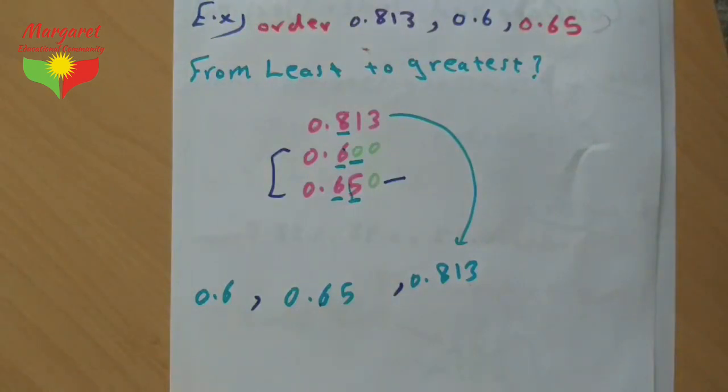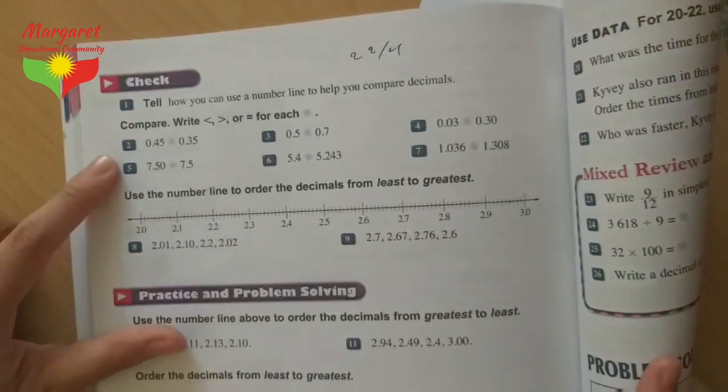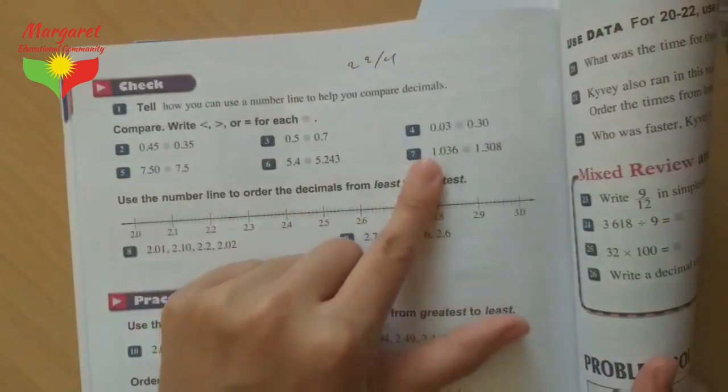Now in page 196, in exercise number 2 to exercise number 7 is homework.